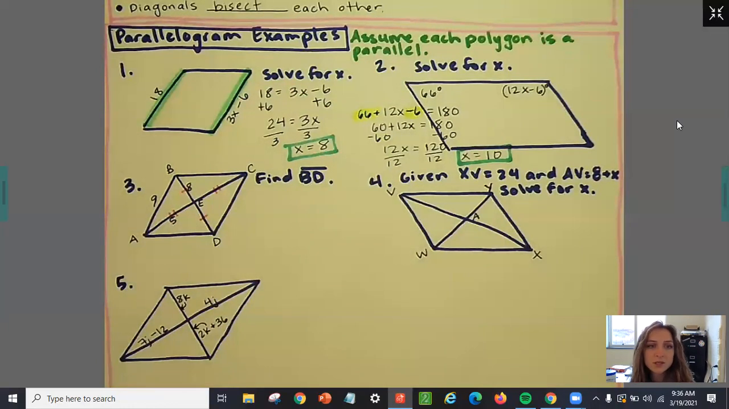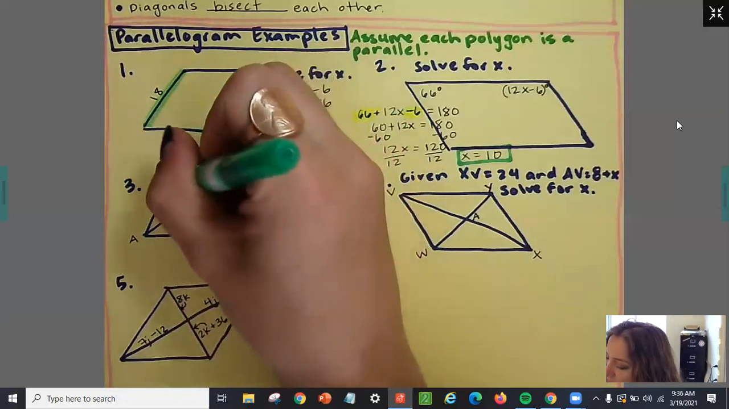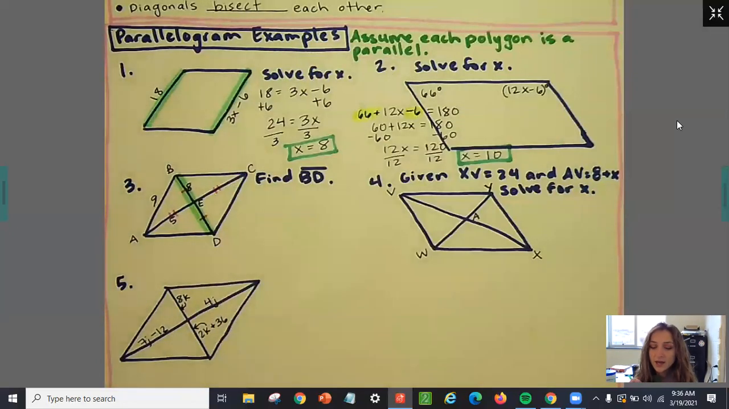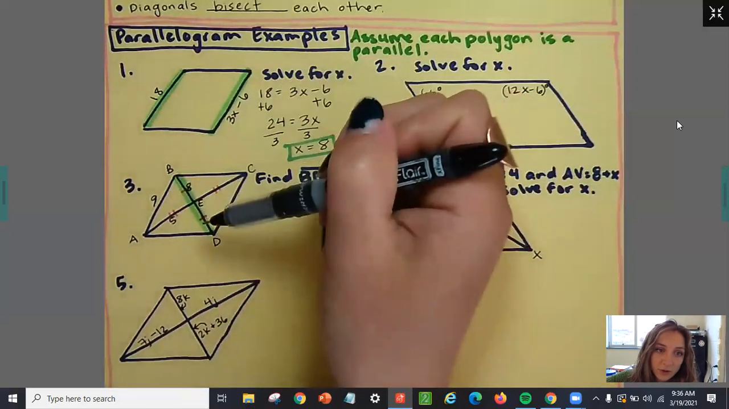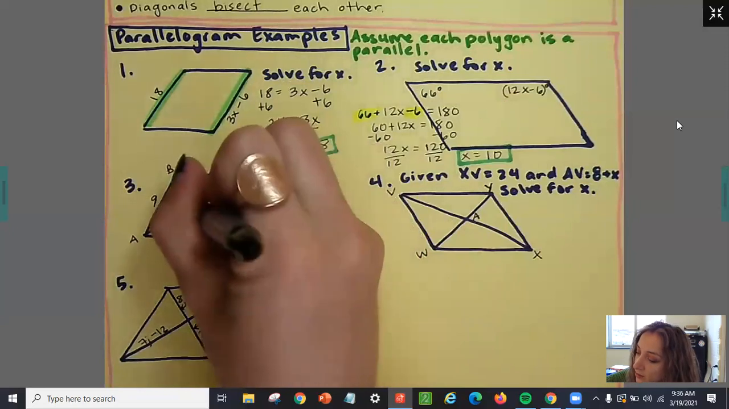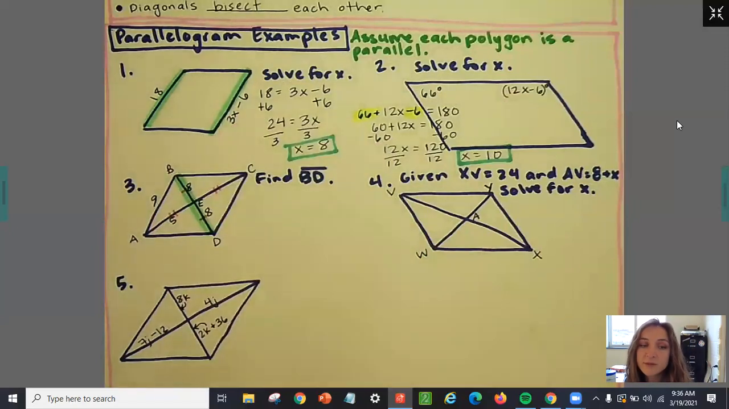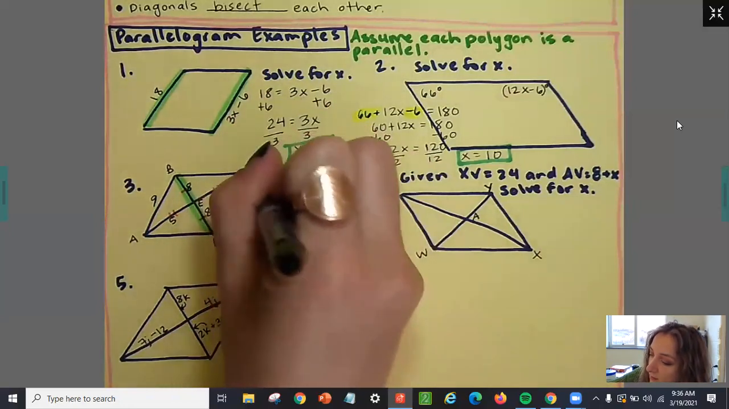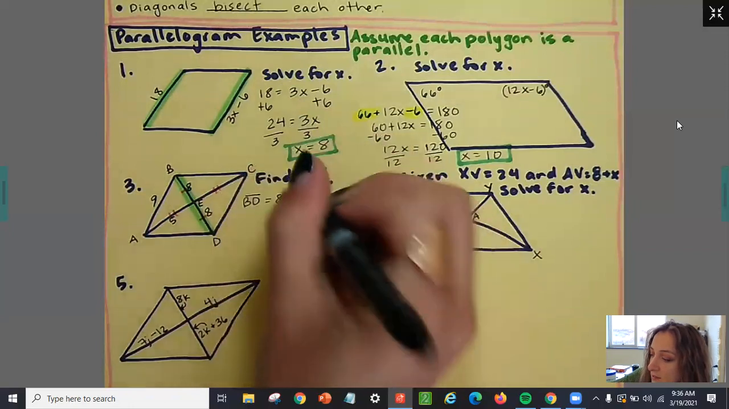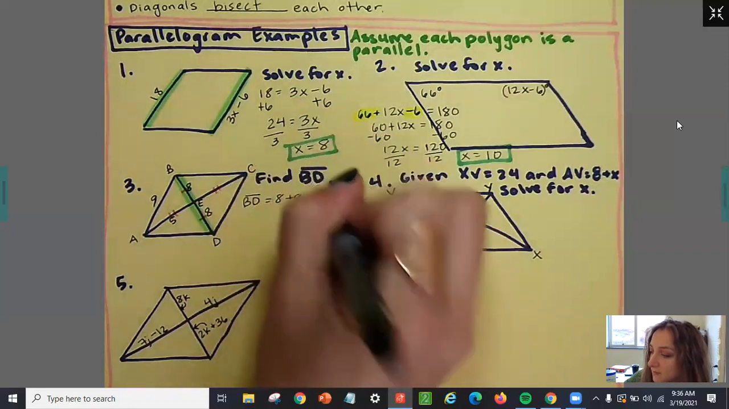on any of that. So we are trying to find BD in this example, so we're trying to find this whole line here, and we know that this one is 8, and we know that these two are congruent because diagonals bisect each other. So we know that both of these are 8, which means that the whole line is going to be 8 plus 8, which is 16. So BD equals 8 plus 8, which is 16.